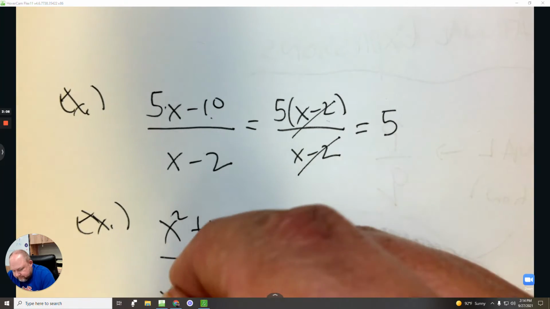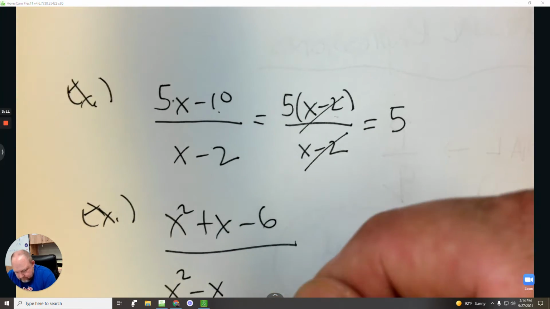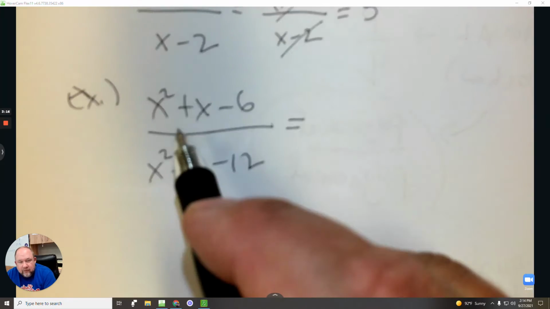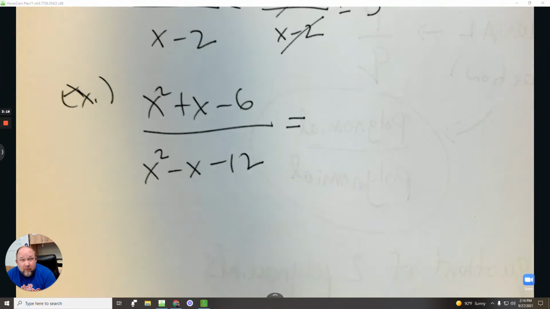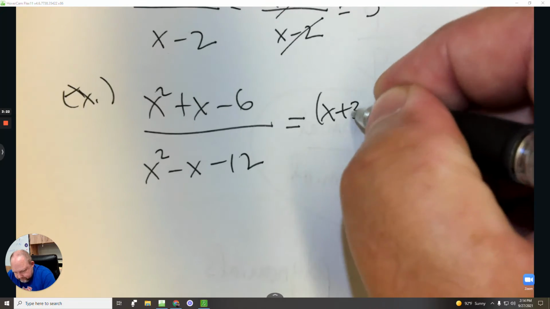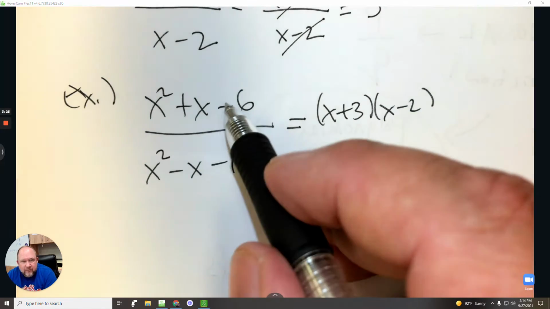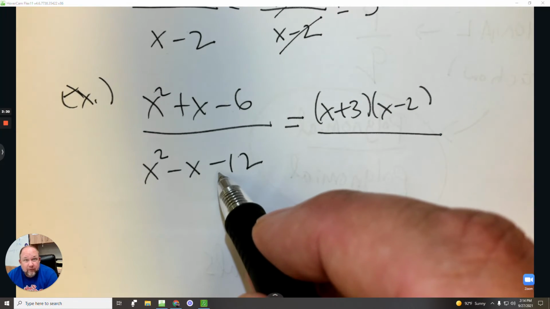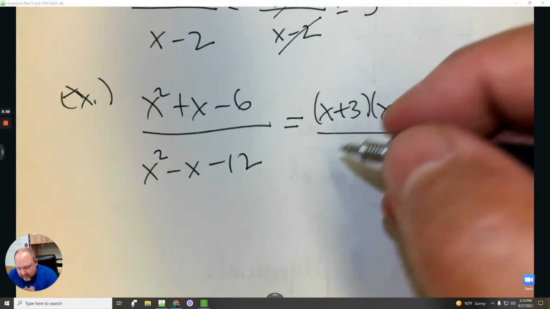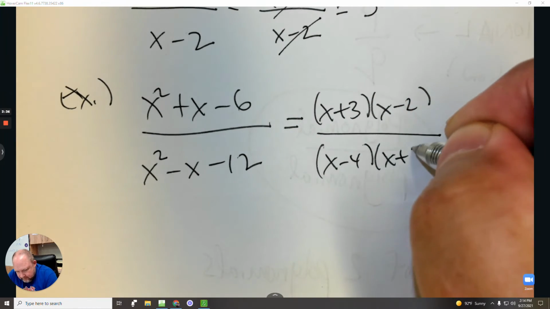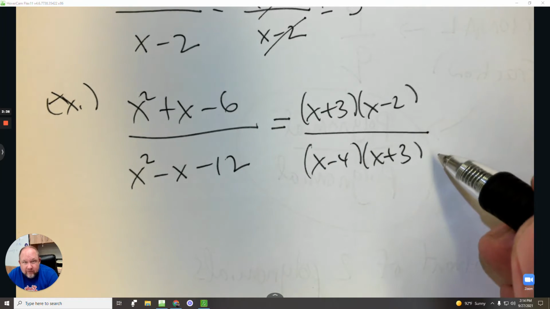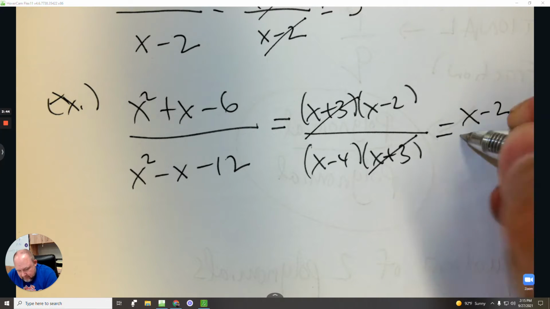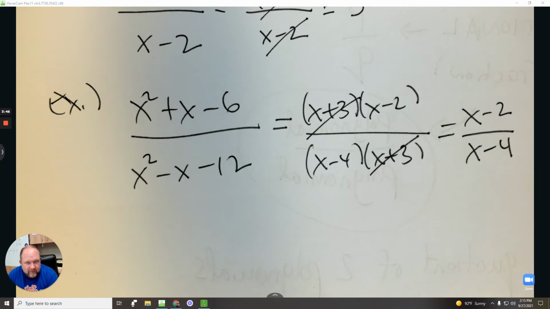Here's another example. This is a rational, and I want to simplify it. Step one is to factor it. So what two numbers multiply to -6 and add to 1? Look at the denominator. What two numbers multiply to -12 and add to -1? And then look, is there a common factor that can be removed? So divide out the common factor, and then what's left in the numerator, what's left in the denominator, that's your answer.